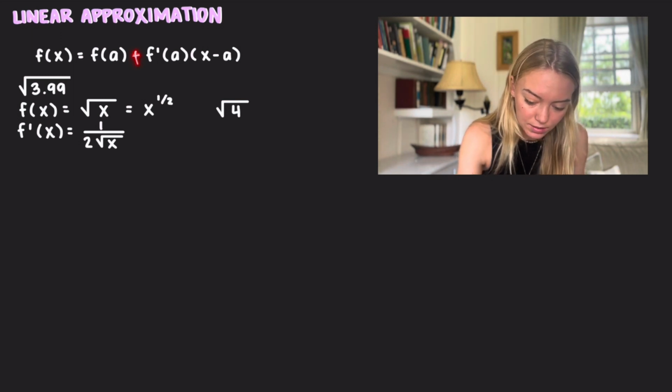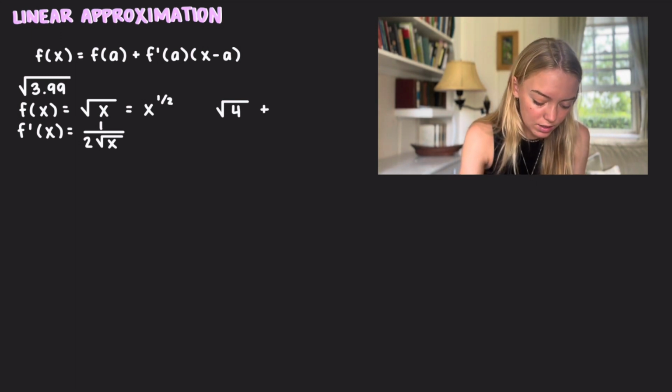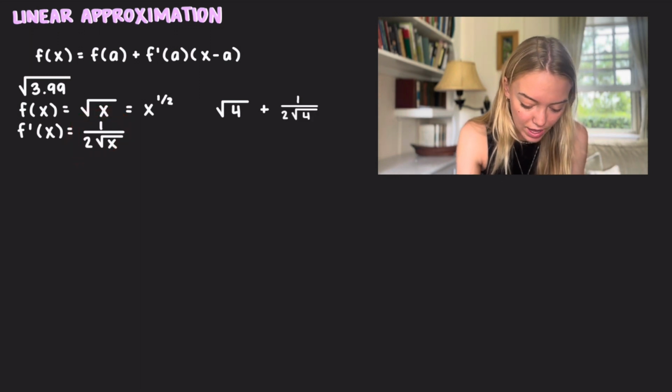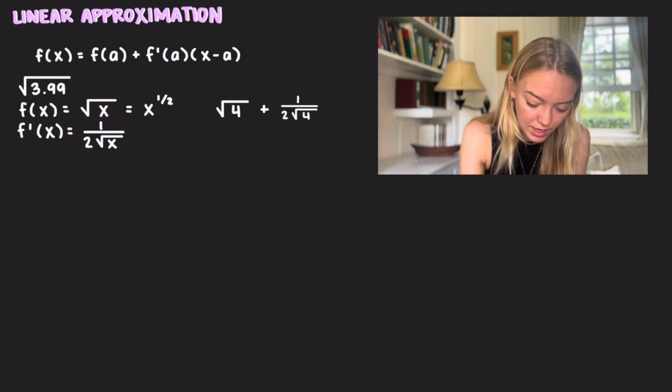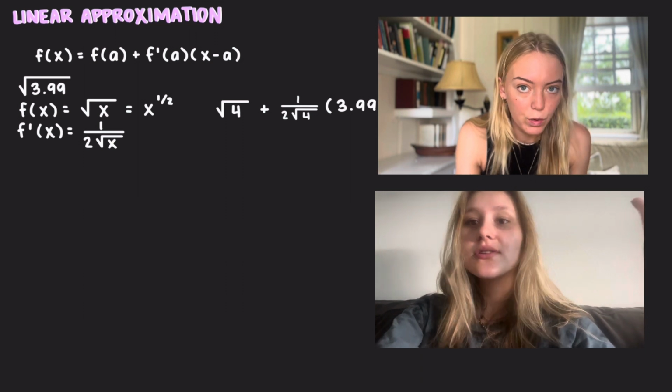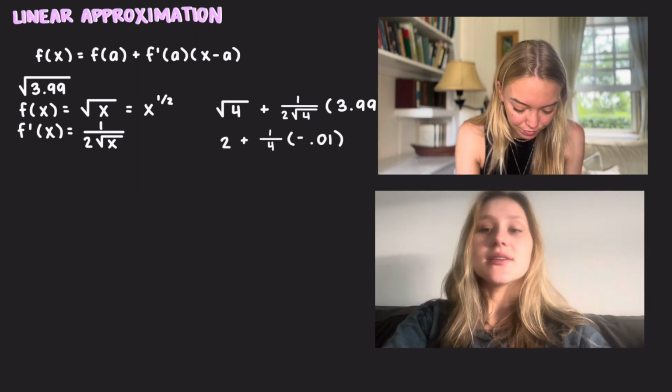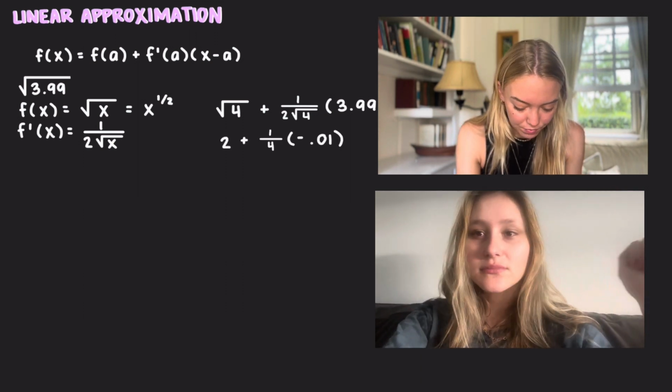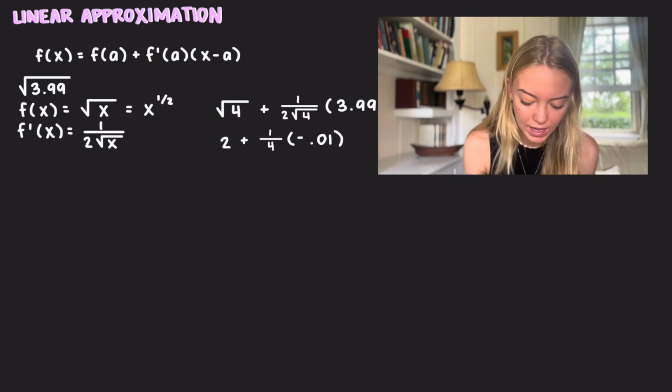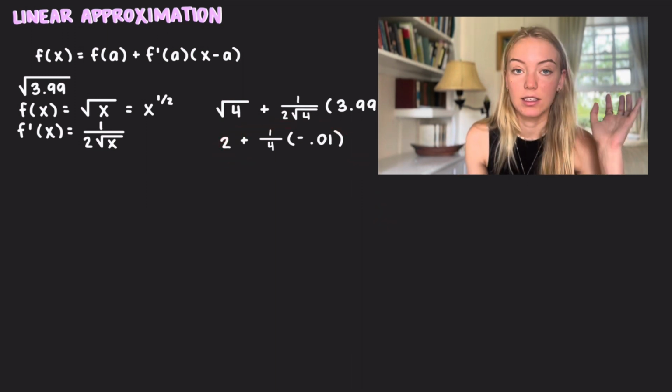Then plus the derivative function with a plugged in times x minus a. Cool. Move out of the way so we can see the 3.99 minus 4. Okay, now that we've simplified again, you can leave your answer like this in almost every case.